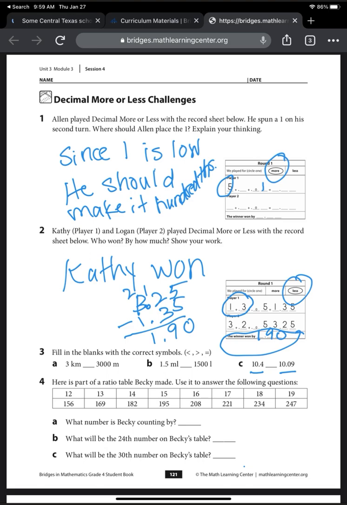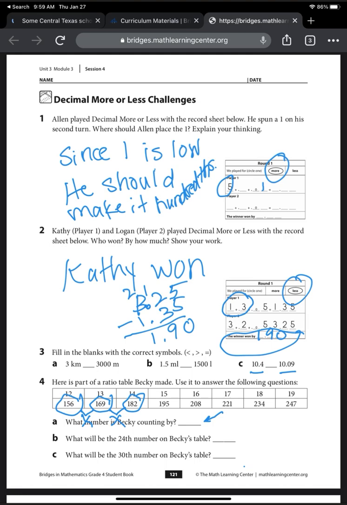Number 4, here's part of a ratio table that Becky made. Use it to answer the following questions. What number is Becky counting by? So you're just going to subtract 156 from 169 to see what the difference is. Then subtract 169 from 182 to see what the difference is. Whatever this number is, that is what she's counting by. And it should be the same as she goes up. That's how you check yourself to make sure you're right. Then write whatever she's counting by in this blank.